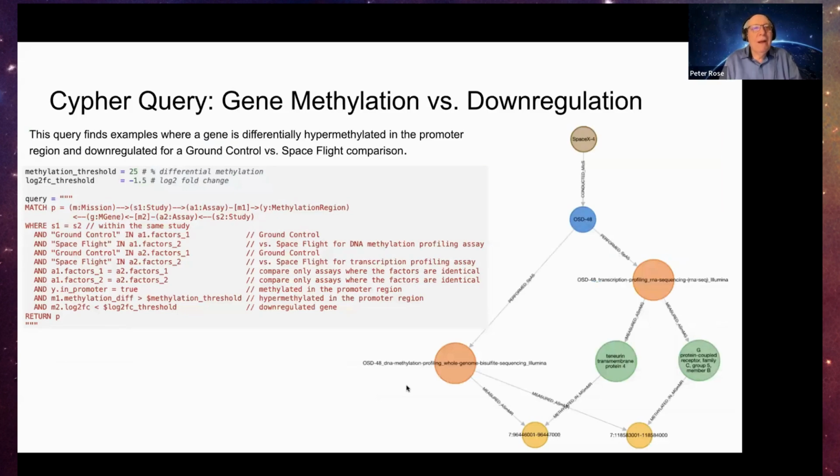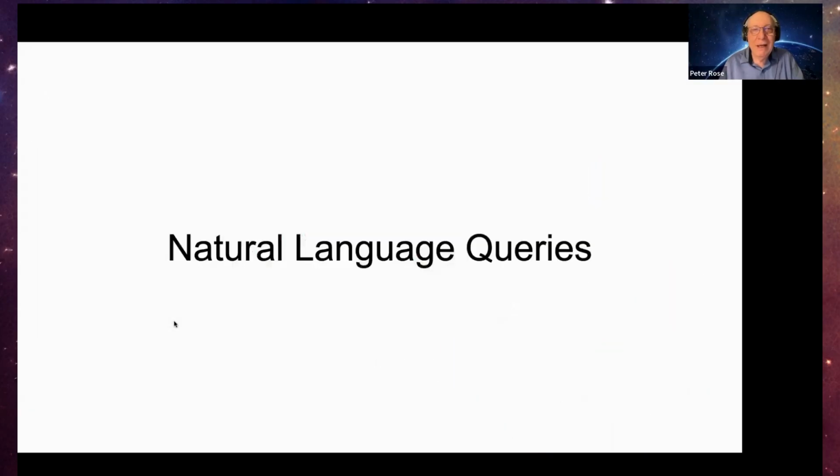Okay, now to query this Neo4j knowledge graph, you use a language called Cypher. As you can see, it's somewhat human readable. It has missions and studies and assays and so on. But still, this is difficult. Even for me, that probably would take me 15 minutes to create this query. And that's really not suitable for the general scientists. We can't ask them to create those queries. So what we really need are natural language queries.